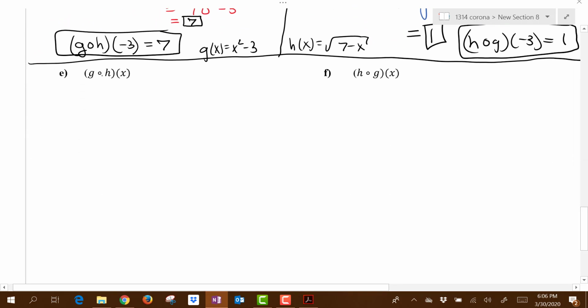Alright, so we're asked to do g composed with h of x. Okay, the definition of that is we write g, and then inside of that I'm supposed to write h with parentheses, and then we're going to put an x inside. So step 1.